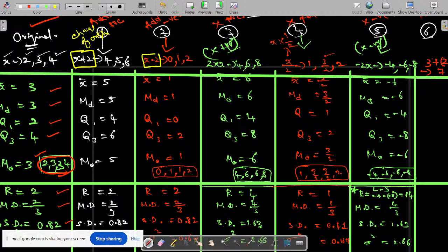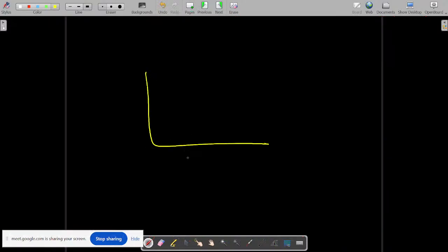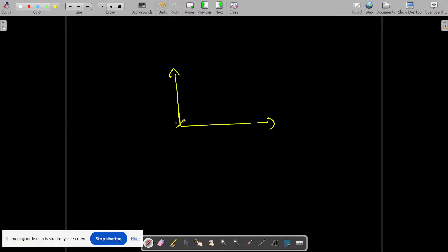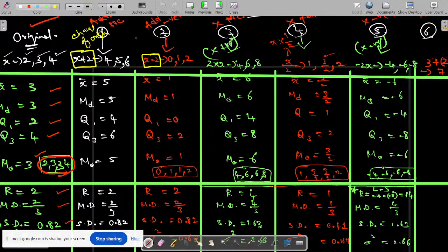Second, x minus 2. What I did? I shifted the origin. Actually, x minus 2 will look like this. Actually, the origin will be over here, right? This is origin. Instead of shifting to this side 2, I'm shifting to this side minus 2. Okay. So here it will be change of origin.